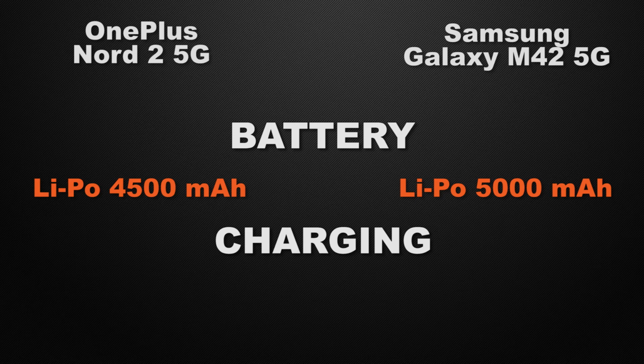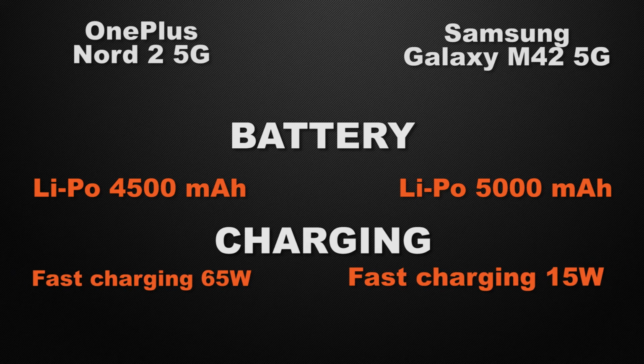Let's talk about the charging speed of the devices. Nord 2 has 65 watts of fast charging, whereas M42 has 15 watts of fast charging. So the winner here is Nord 2 because it can charge up your device faster.